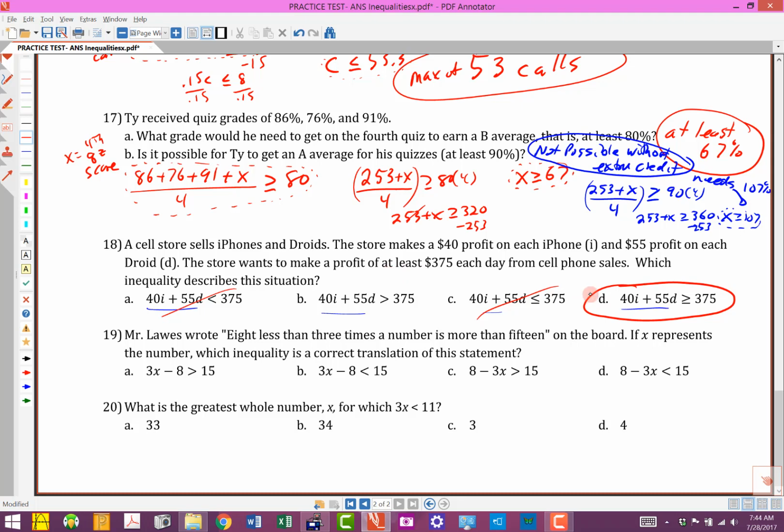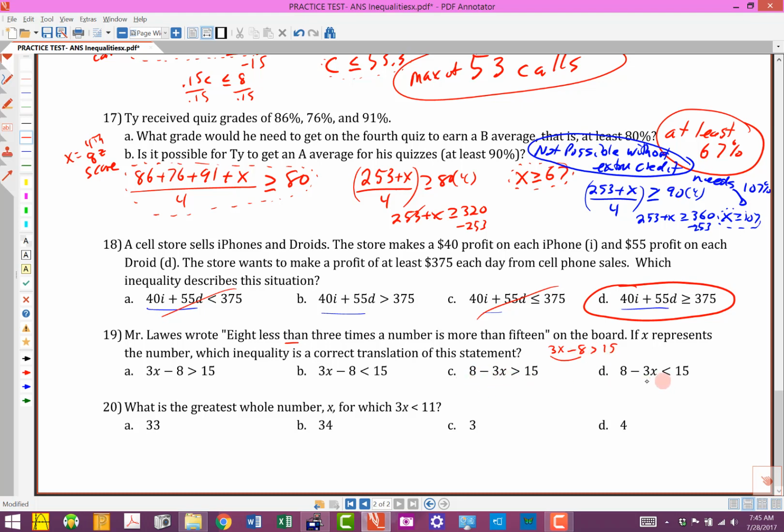Let's see. Mr. Laws wrote 8 less than 3 times a number is more than 15 on the board. If x represents the number, which inequality is a correct translation of this statement? 8 less than 3 times a number. Remember, the than clues us in that we're going to be doing a little bit of subtracting and switch that order. So we'd do 3 times a number, and then we're going to subtract 8, and then it says is more than 15. So it's got to be more than 15. We're comparing it to 15, but this stuff has got to be more than 15. So that's strictly greater than, so that's going to be this one right here.